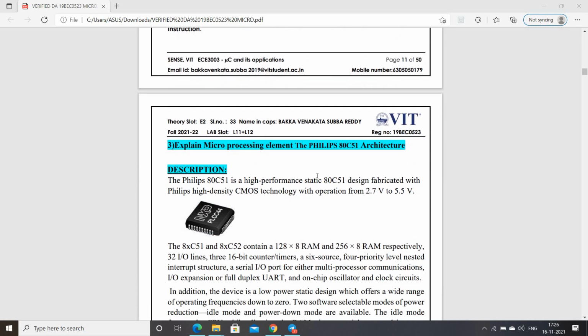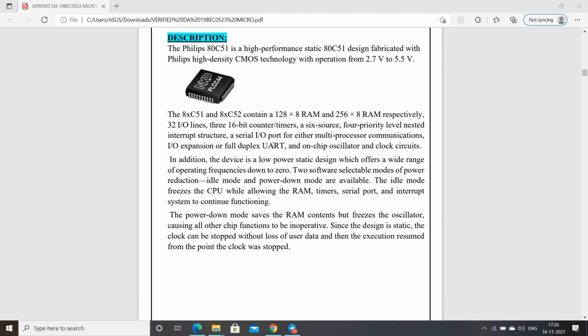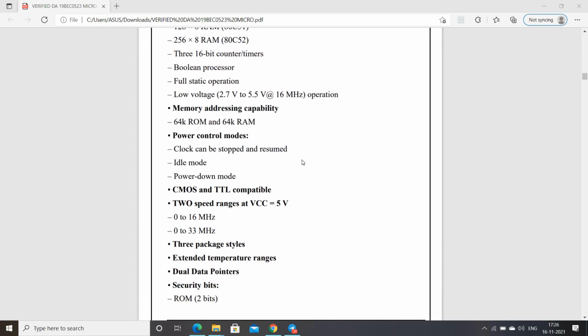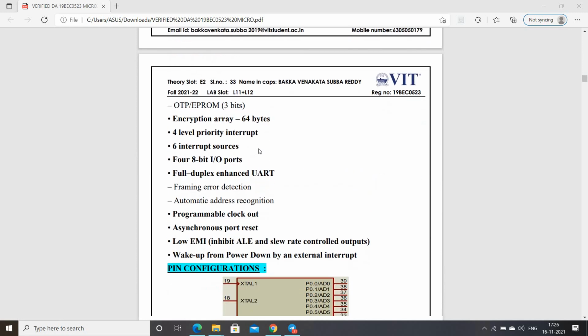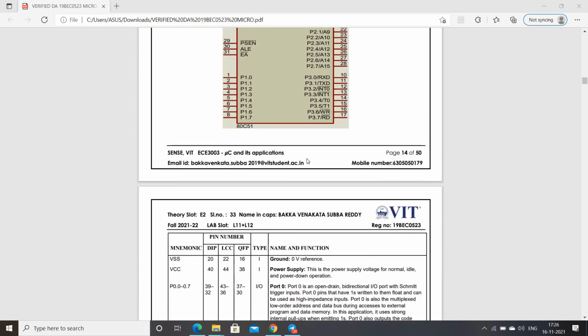And moving on to the third question, explain the microprocessing element, the Philips 80C51 architecture. So this is, as you can see here, the description, and these are the features and parametrics, and these are the pin configurations.